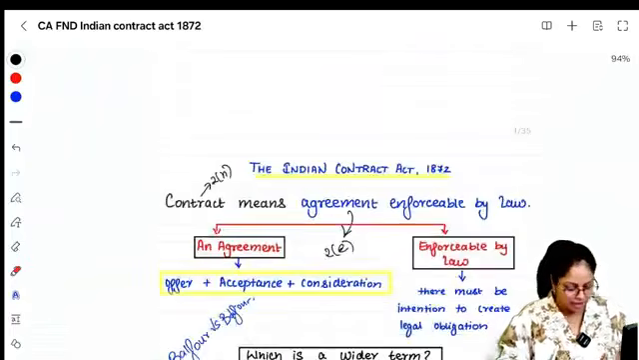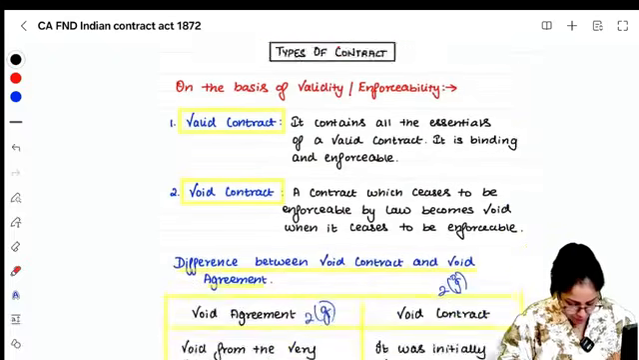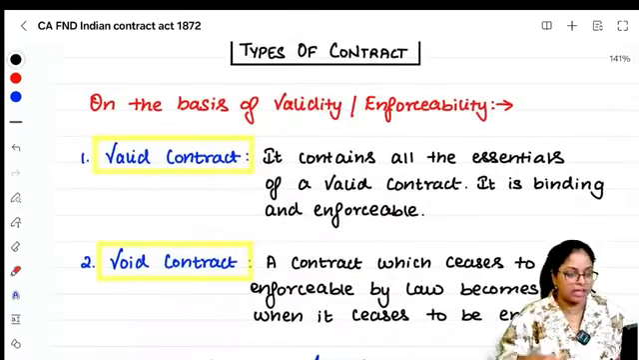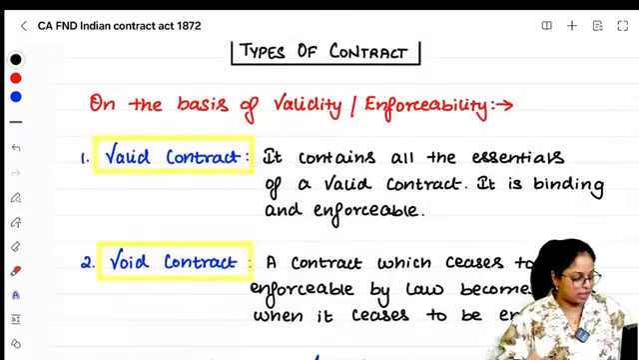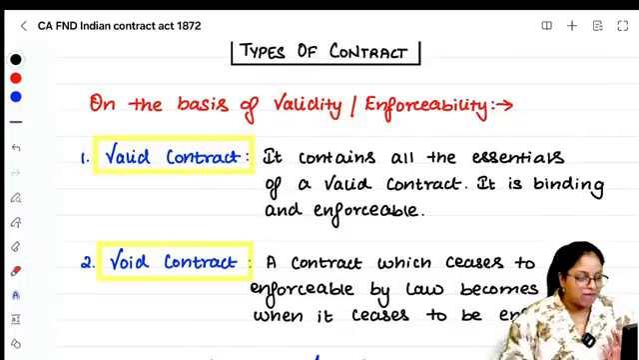Are all the sections clear? Absolutely. Then we went to types of contract. The first type we saw was a valid contract. Any contract which is an agreement plus enforceability becomes a valid contract.